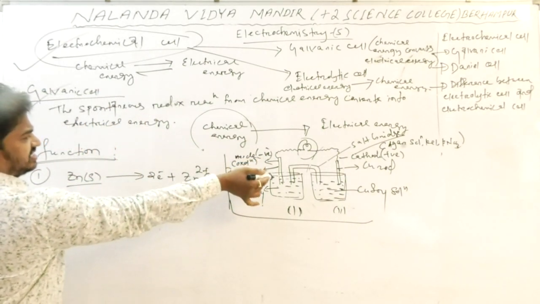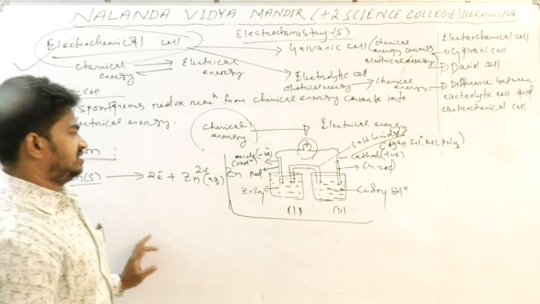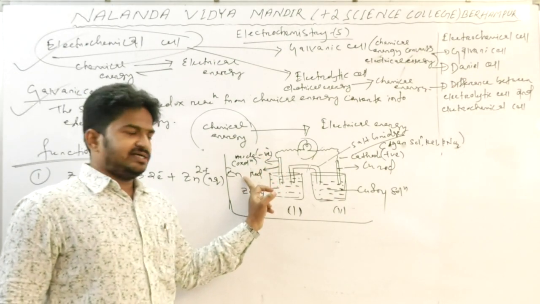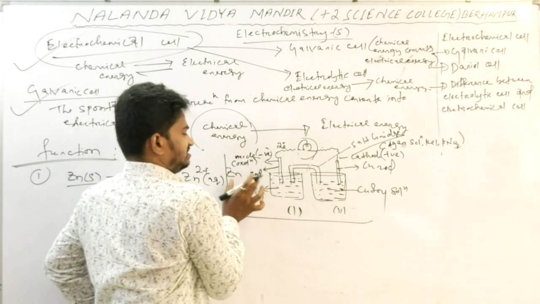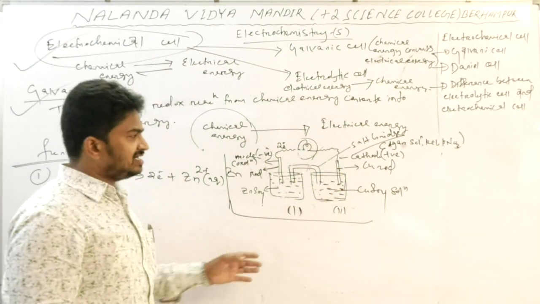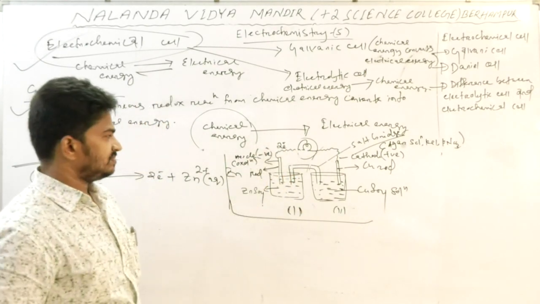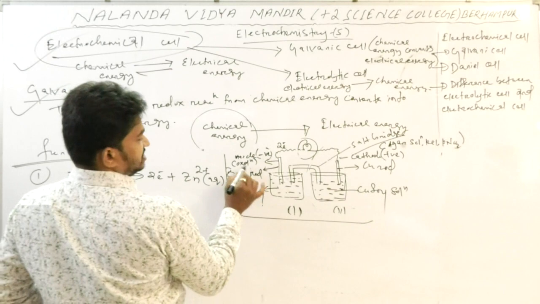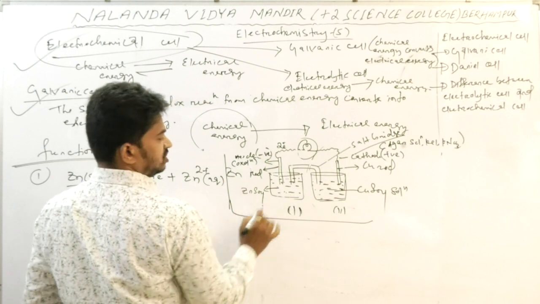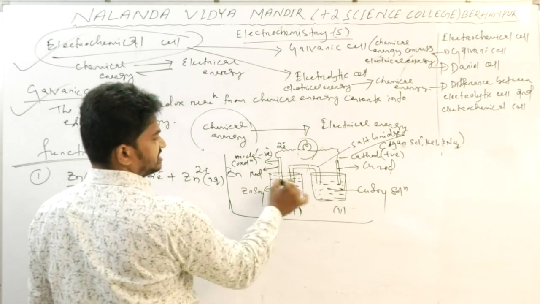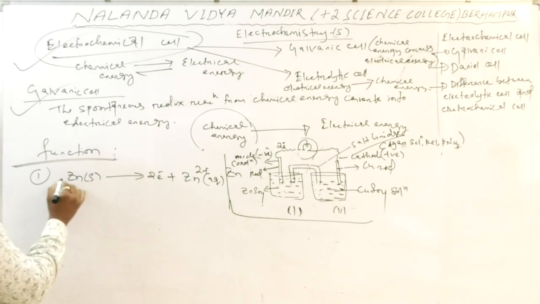That's why in the anode, that is the zinc rod, it loses 2 electrons along with Zn2+ ion. So this zinc rod loses 2 electrons, and these 2 electrons will move from anode to cathode. In a galvanic cell, electrons move from anode to cathode, and the zinc rod, by losing 2 electrons, the Zn2+ ions dissolve in the zinc sulfate solution present inside the beaker. So this is the zinc electrode reaction which occurs at the anode.